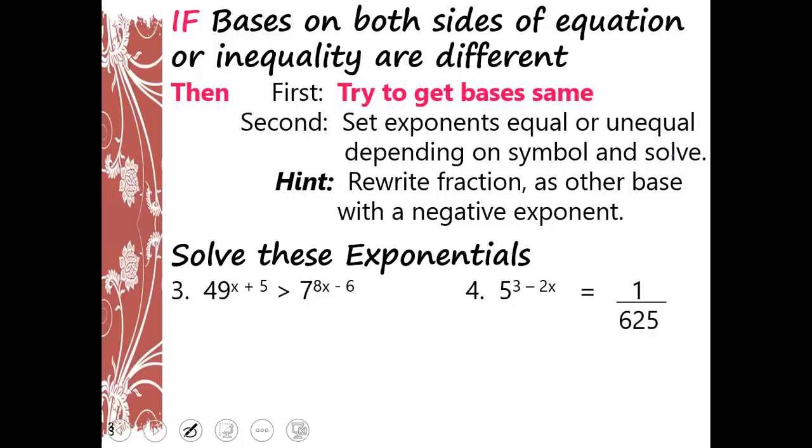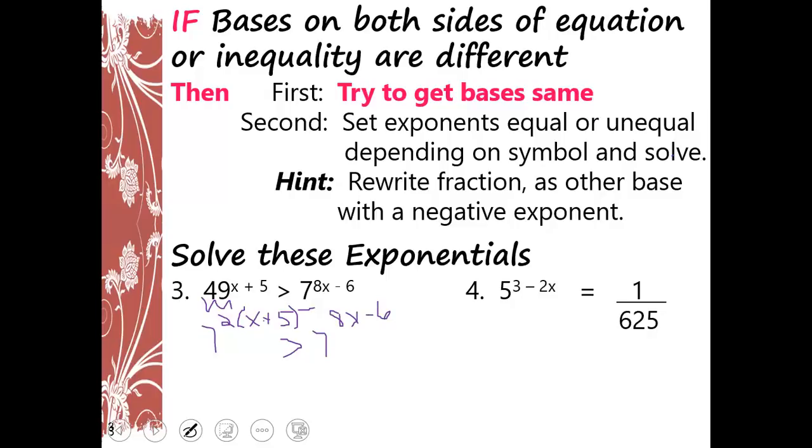In the real world, our bases aren't always going to be the same. So our first strategy is we'll try and make them the same. So it's helpful if you know powers of bases. For instance, if you know powers of 7. 7 to the first is 7. 7 squared is 49. So therefore, I can rewrite this 49 as 7 squared and then raised to that exponent of x plus 5 is going to be greater than 7 raised to the exponent of 8x minus 6.